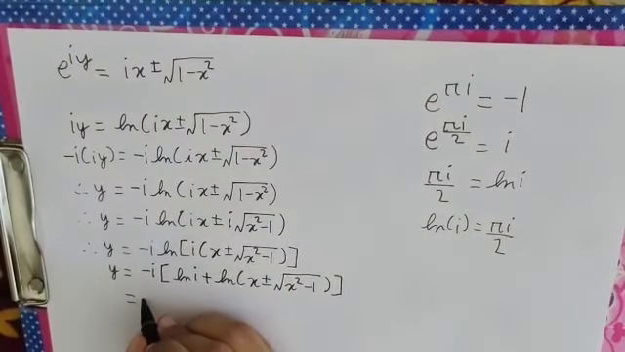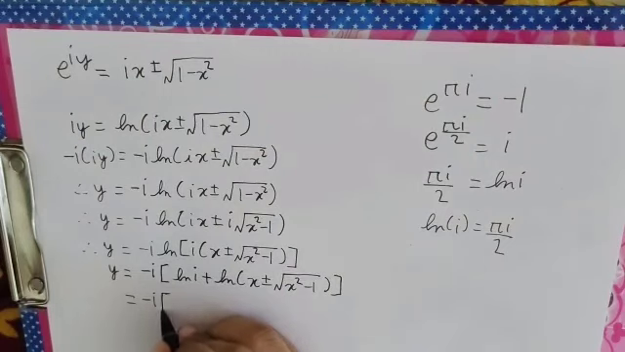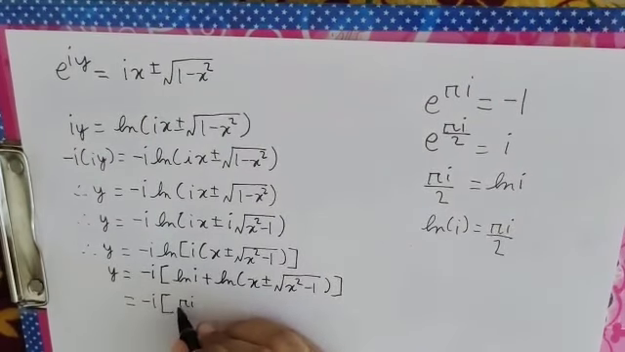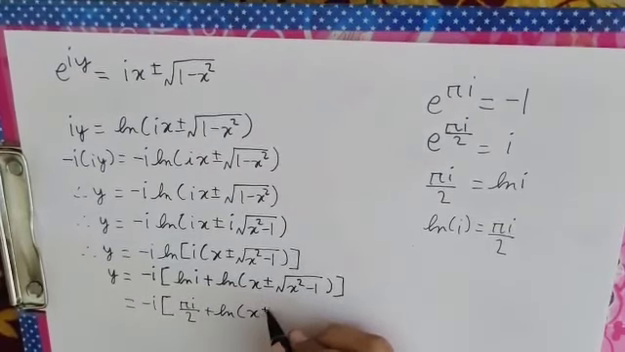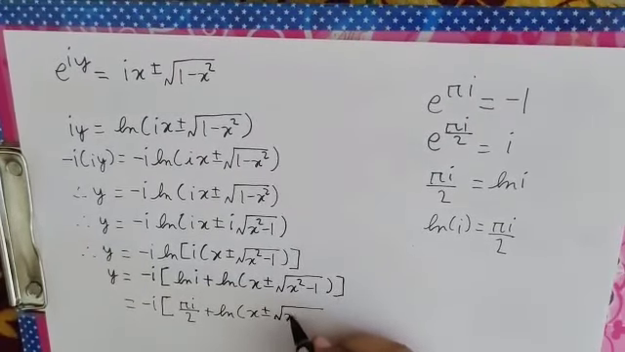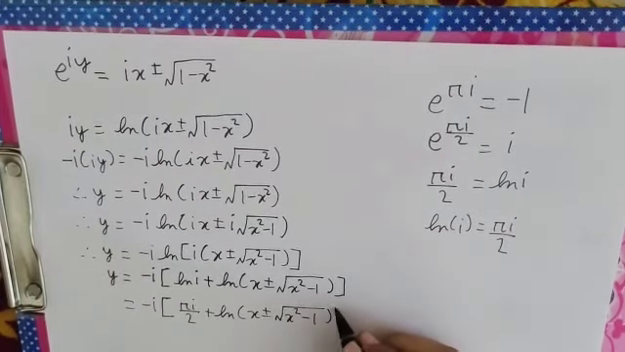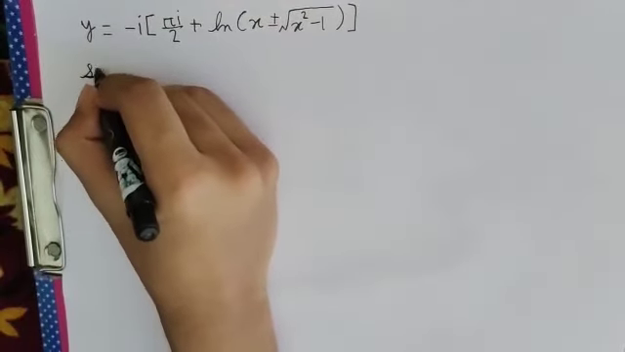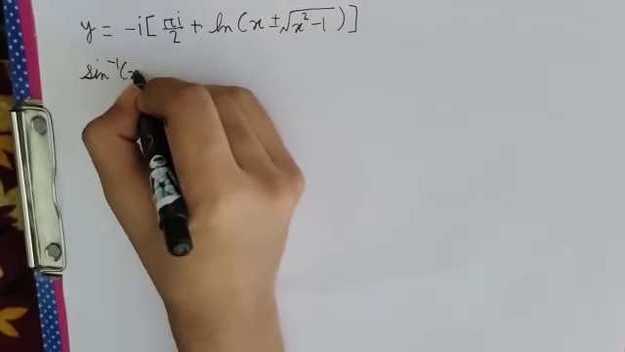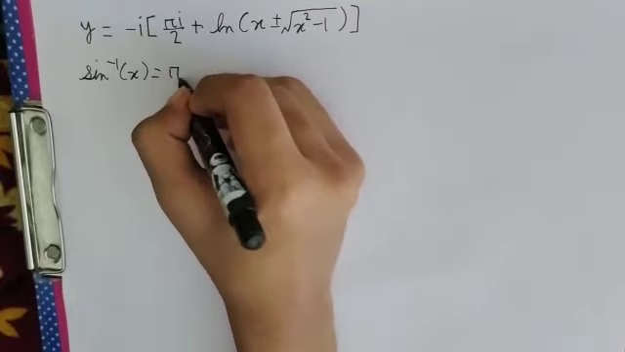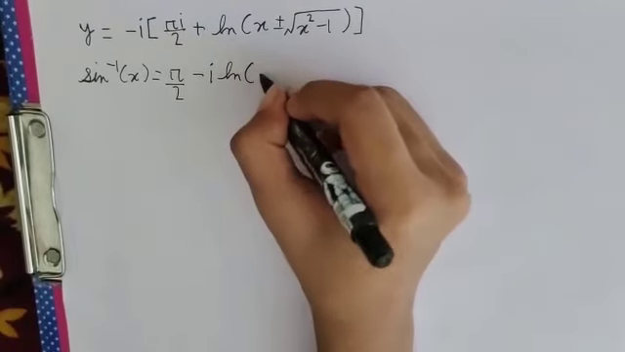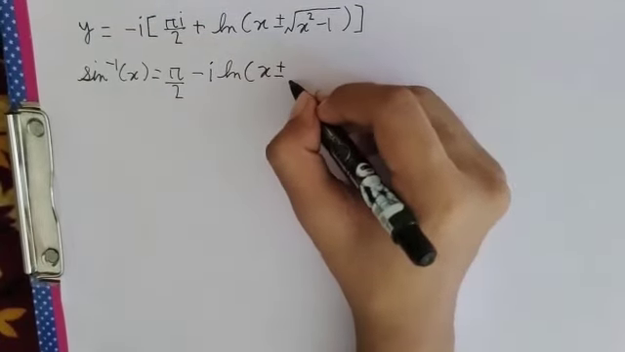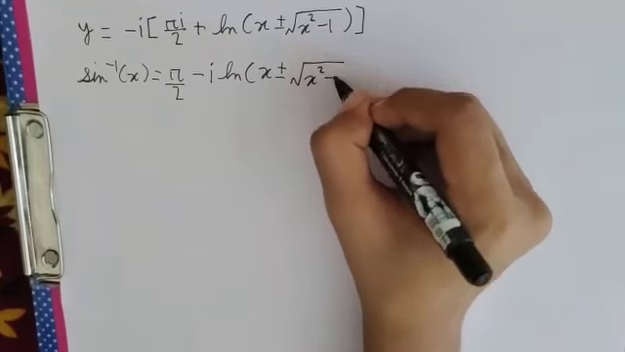So this will be equal to minus i times (πi/2 plus ln of (x plus minus square root of (x^2 minus 1))). Therefore, sine inverse of x is equal to π/2 minus i ln of (x plus minus square root of (x^2 minus 1)).